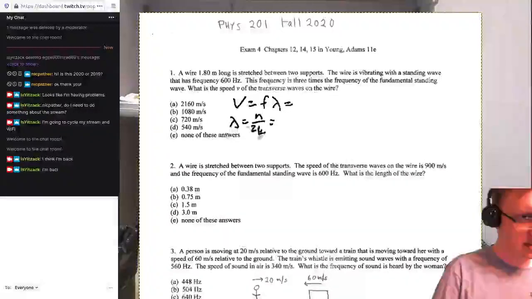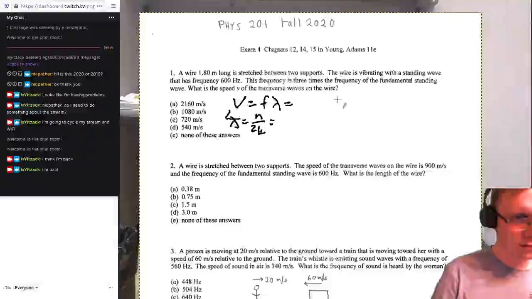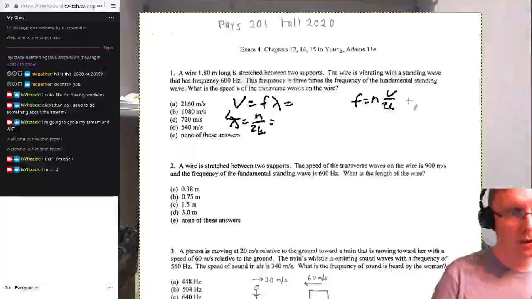Try it again. We have f is equal to nV over 2L, where in this case n is 3, and the frequency is 600 hertz. We know the L, we know the n, just find V. Let's not get fancy about it. Let's keep it simple.